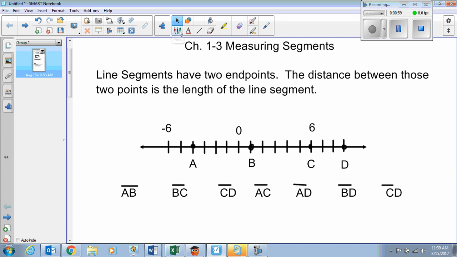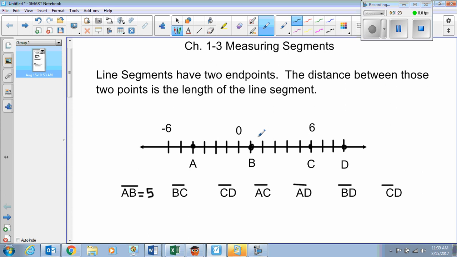To find the length of these segments, we're just going to count from A to B. That's one way to do it. Be careful when you're counting. Don't start at A and go 1, 2, 3, 4, 5, 6, because that's going to give you the wrong answer. We start at A, and then our first step is 1, then 2, 3, 4, and 5. So the length of AB would be equal to 5.